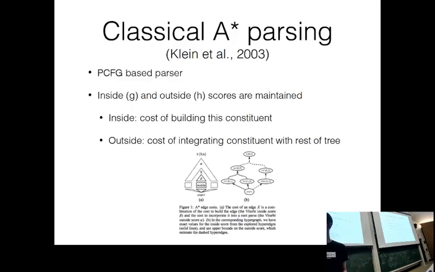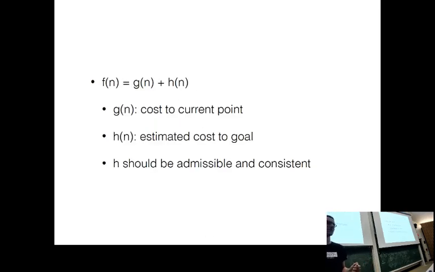Have you guys seen A-star search before? Yeah, cool. A lot of these papers are basically doing A-star search, and then they're doing various fancy things to try to get heuristics that are both admissible and maybe consistent.